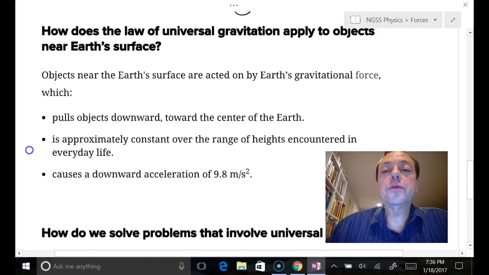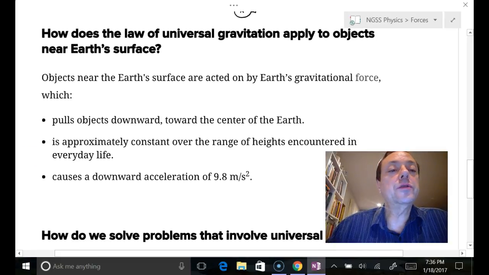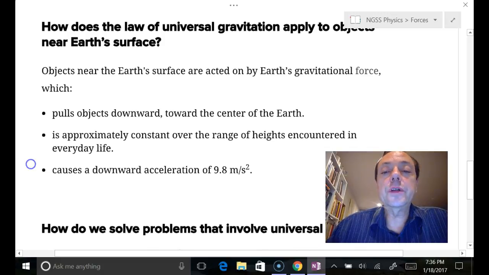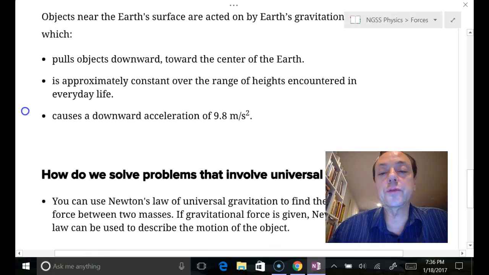How does the law of universal gravitation apply to objects near the Earth's surface? Objects near the Earth's surface are acted upon by Earth's gravitational force, which pulls objects downward toward the center of the Earth. It is approximately constant over the range of heights encountered in everyday life and causes a downward acceleration of 9.8 meters per second squared.